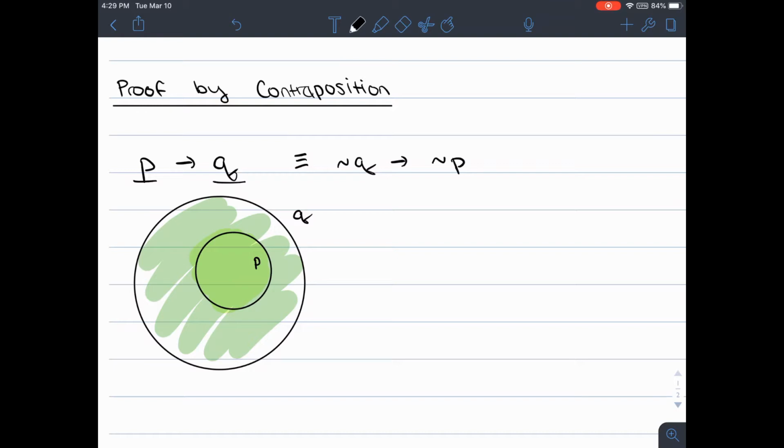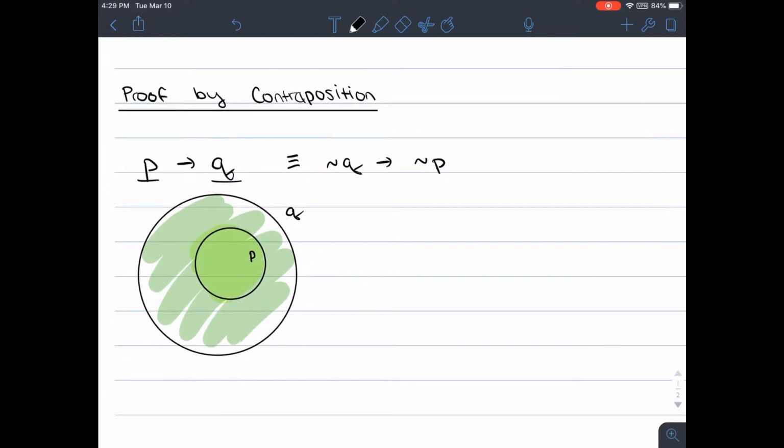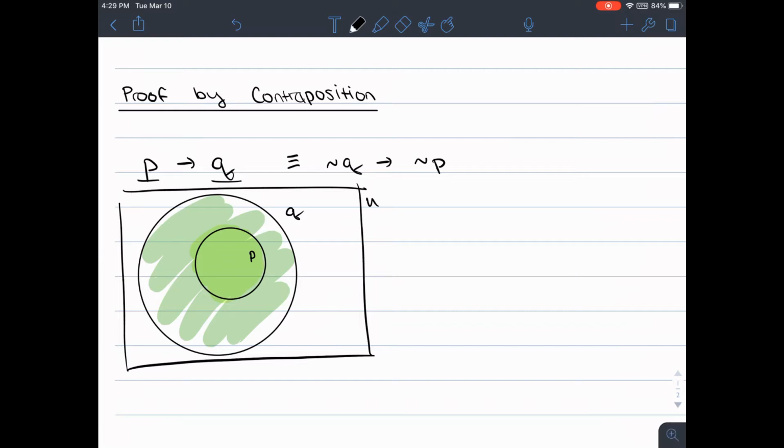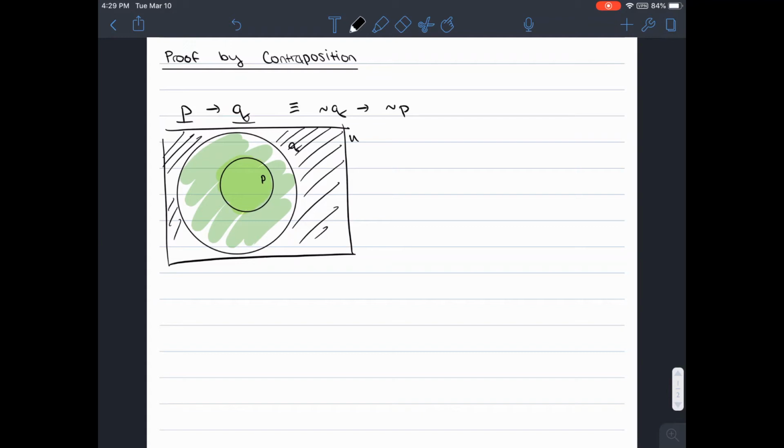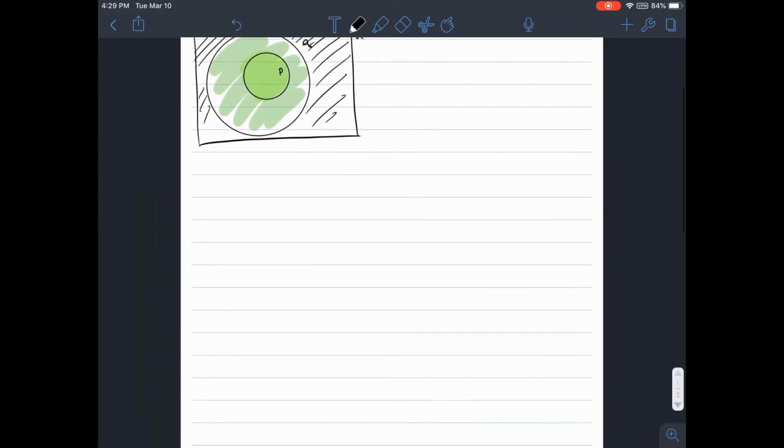Now, looking at not Q implies not P. Well, if we're not inside of Q in the first place, then we can't be inside of P. In this Venn diagram, let me just make a box around it. The box would be the universal set, everything outside. And if we're not inside Q, there's no way we can be within P. Thus, the two statements are logically equivalent. Moving on to a contrapositive proof that will demonstrate this fact.